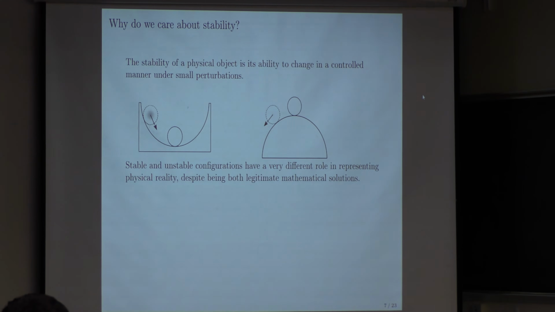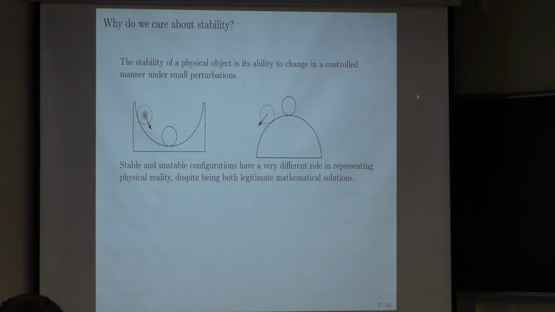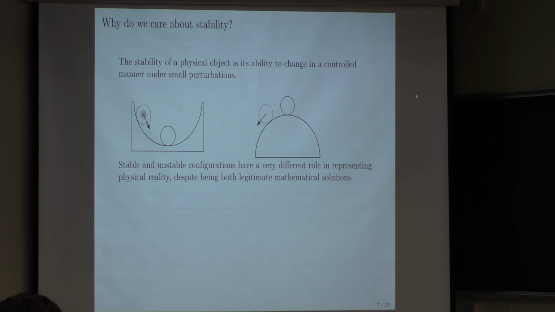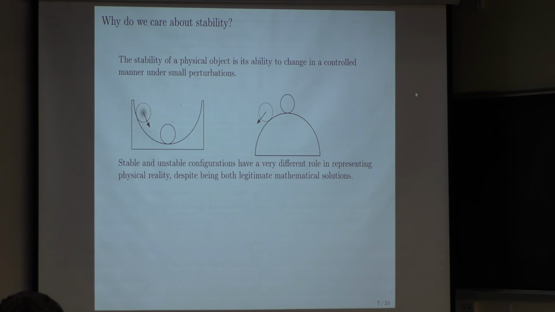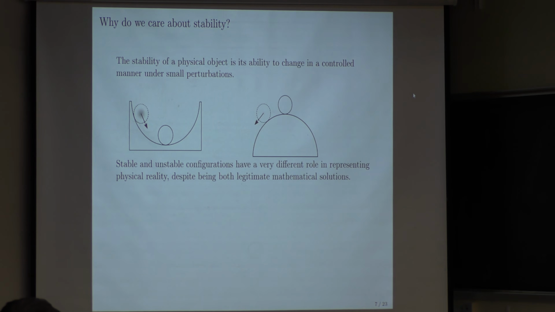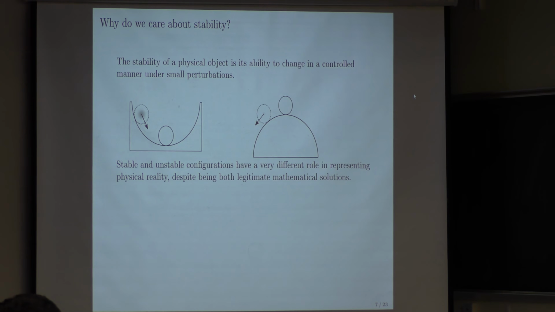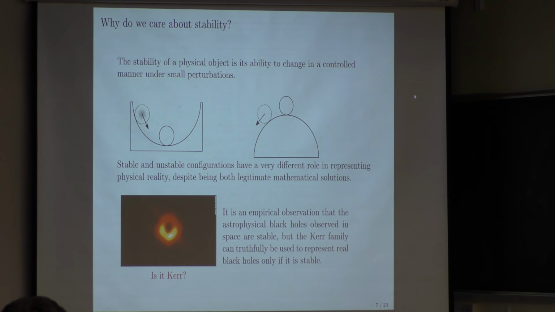In physical reality, we don't see that. We never see a ball that's perfectly put on the top of the hill. We don't see a pendulum that just stays upward. We only see the pendulum that is downward, because in physical reality, we'll never be able to put the ball in the exact position of the point of equilibrium. And so that's where the issue with the stability of black holes enters into place.